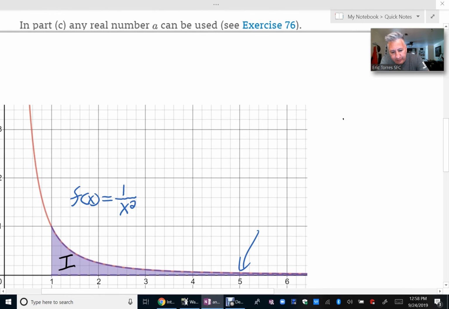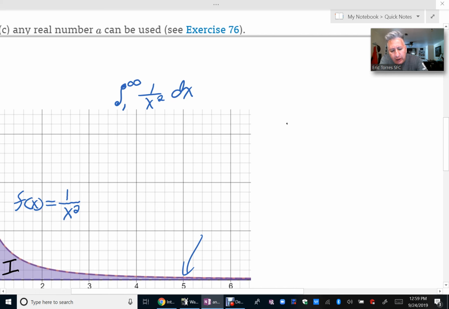as, let me put it here. I'm going to take the integral from 1 to infinity of 1 over x squared dx. Now, what I'm going to use is this idea here.